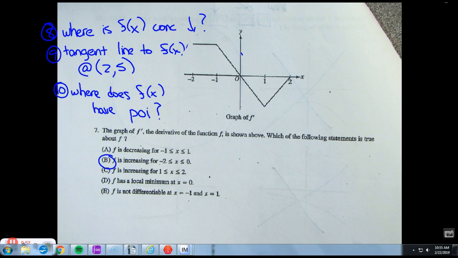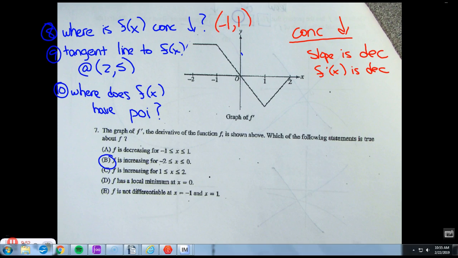Alright, so let's look at the ones I asked. Where's f of x concave down? Well, concave down means the slope is decreasing. That's the definition. That would mean f prime is decreasing, because slope and derivative are the same thing. Well, this is f prime. So where this graph is decreasing, the slope on the original is getting smaller, and if your slope is getting smaller, that's when you're bending down and making that concave down shape. So this should be from -1 to 1.